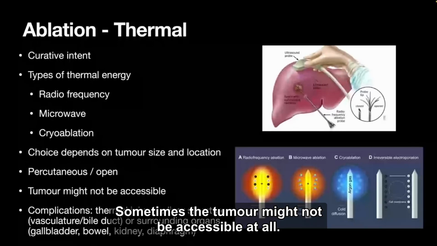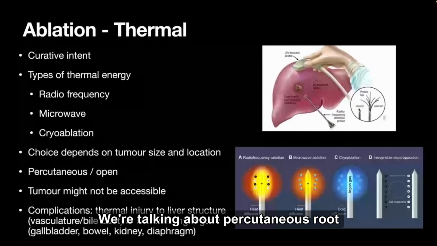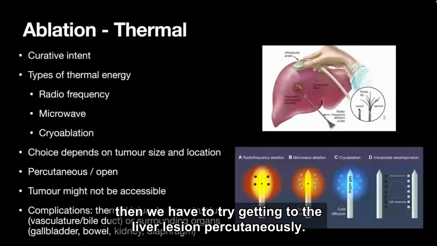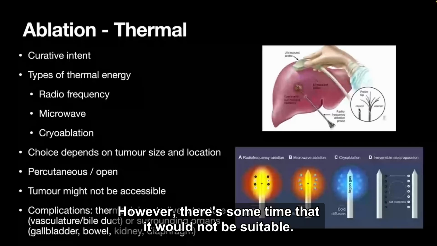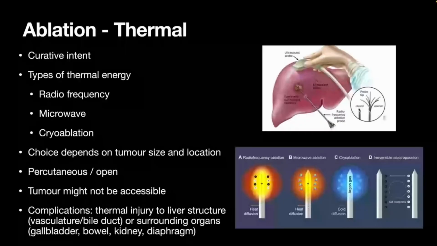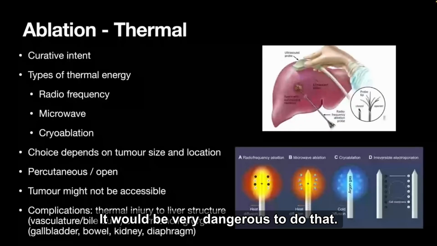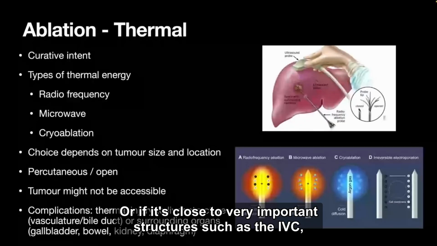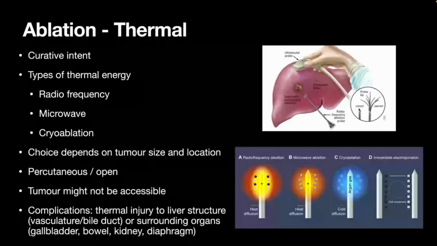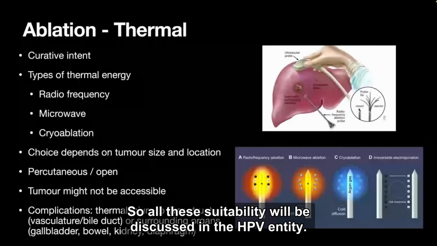Sometimes the tumor might not be accessible at all. We're talking about the percutaneous route. When the patient is not suitable for any open surgery, then we have to try getting to the liver lesion percutaneously. However, there are times when it would not be suitable. For example, if we've got a lesion high up under the diaphragm, it would be very dangerous to do that. Or if it's close to a very important structure such as the IVC, then we might not be able to burn this lesion. So all this suitability will be discussed in the HPB MDT.